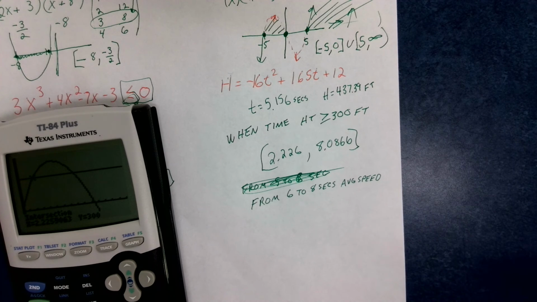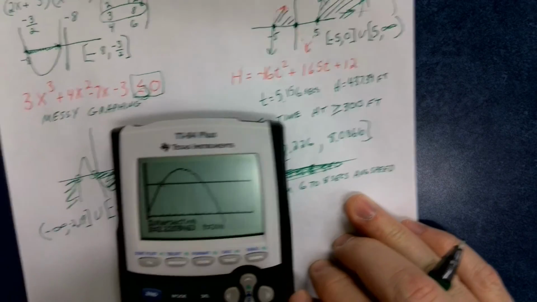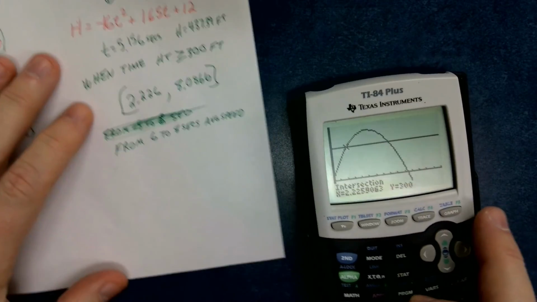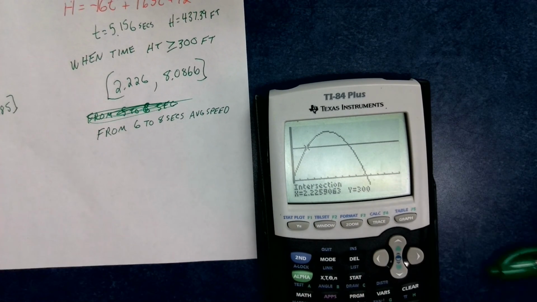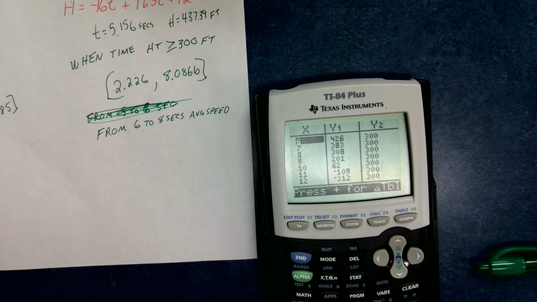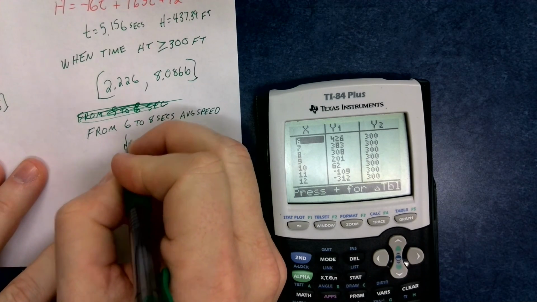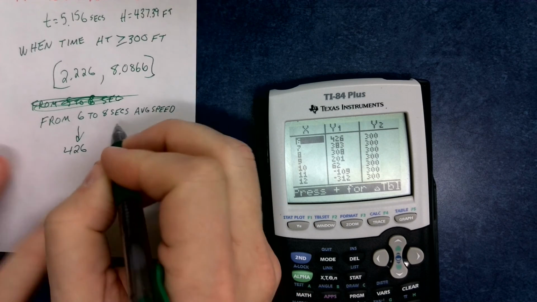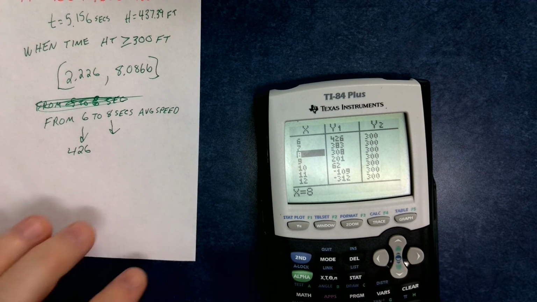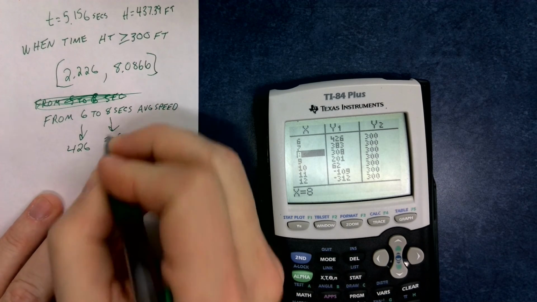Okay, so what I would have to do is find out at 6 seconds, how high is it, and at 8 seconds, how high is it? So I'm going to move my calculator like that. Hopefully that's a good visual for you. I'm going to go to my table setup, start it at 6 seconds, and hit second graph to see my table. So at 6 seconds, it's 426 feet in the air. At 8 seconds, I scroll down here, and I get 308 feet in the air.